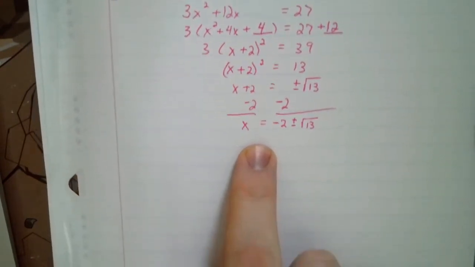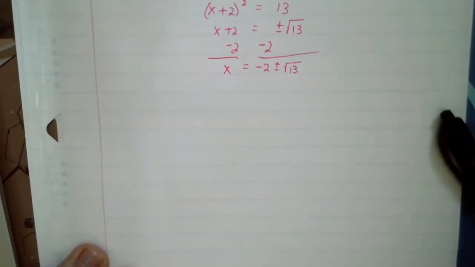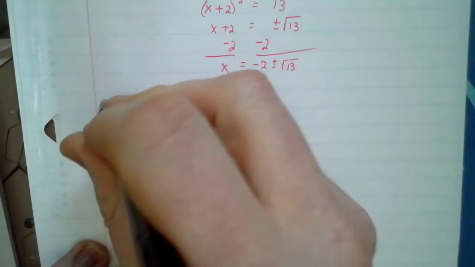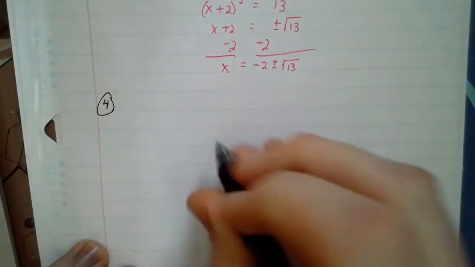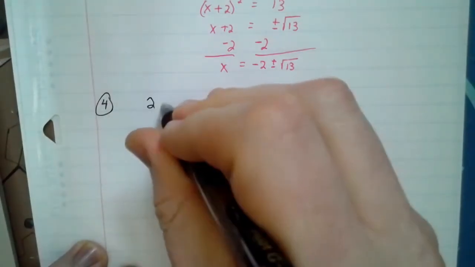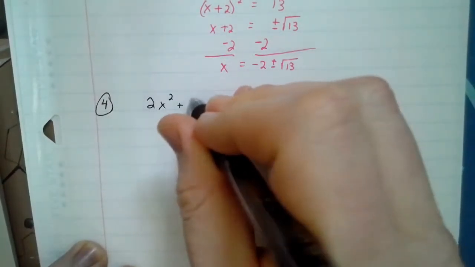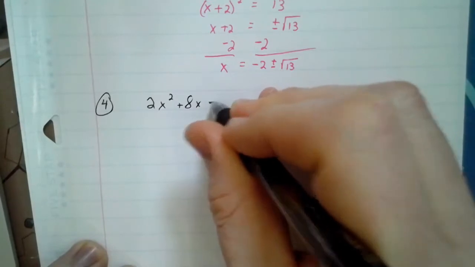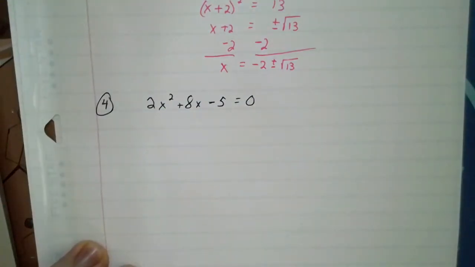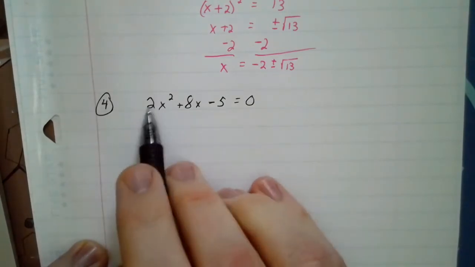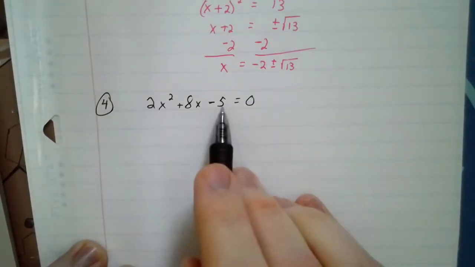Let's go ahead and take a look at another example, number 4. Now this is the first one where we're going to see that a GCF would not work. When we do that, we're going to end up with some fractions, but that's okay. For now, I'm going to keep it pretty simple for you guys. We've got 2x squared plus 8x minus 5 equals 0. You can see these are not all divisible by 2, right? 2 does not go into negative 5.